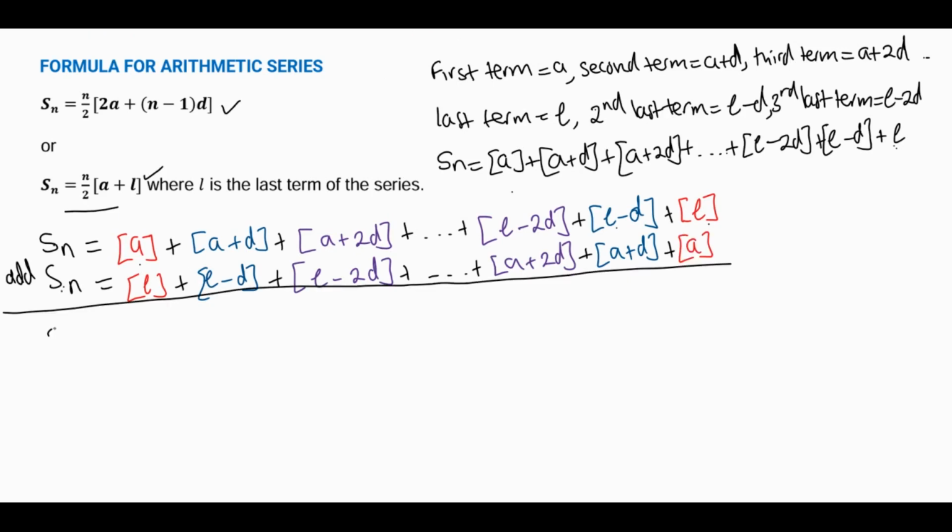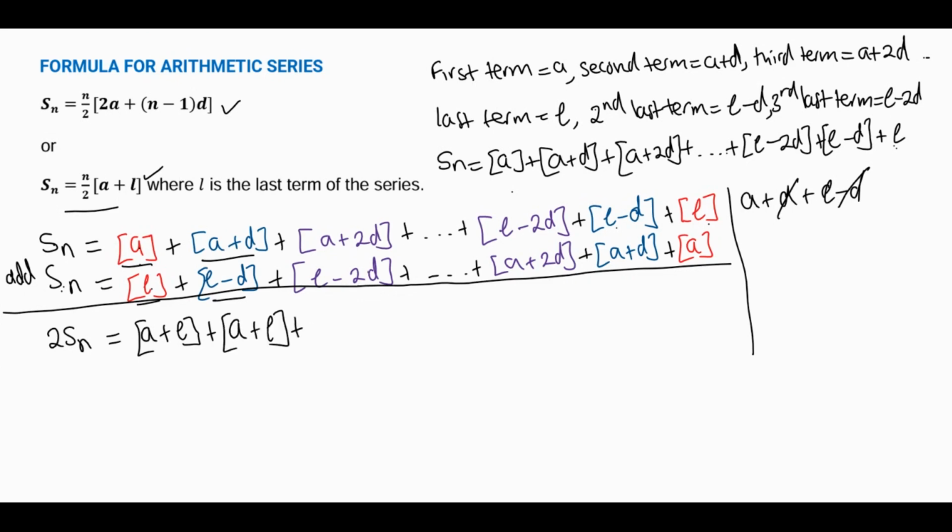Sn plus Sn, that is 2Sn, is equal to a plus l. We're adding this and this, a plus l, that is a plus l. And then plus, we're adding a plus d plus l minus d. And d minus d is 0. We remain with a plus l. And plus a plus 2d plus l minus 2d. Right, 2d minus 2d is 0. So we remain with a plus l.